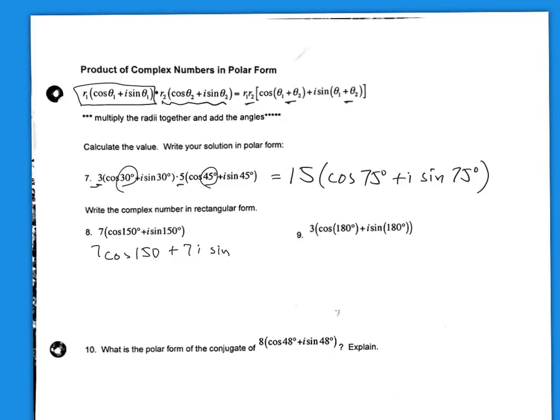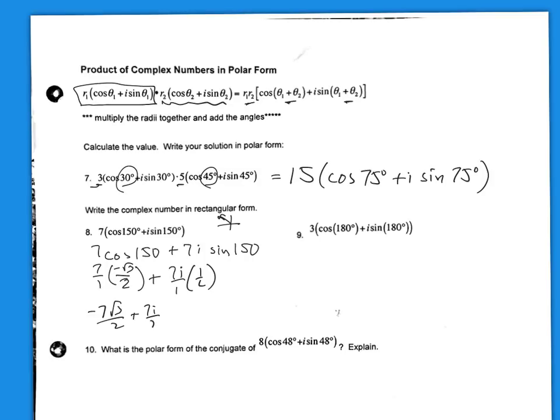And so we have 7 cosine of 150 plus 7i sine of 150. We need the exact values here. Decimals will not be accepted because this is on the unit circle. The cosine of 150 is in the second quadrant, so cosine is negative radical 3 over 2. Plus 7i, I'll put that over 1. Sine is positive 1/2. So it is negative 7 radical 3 over 2.